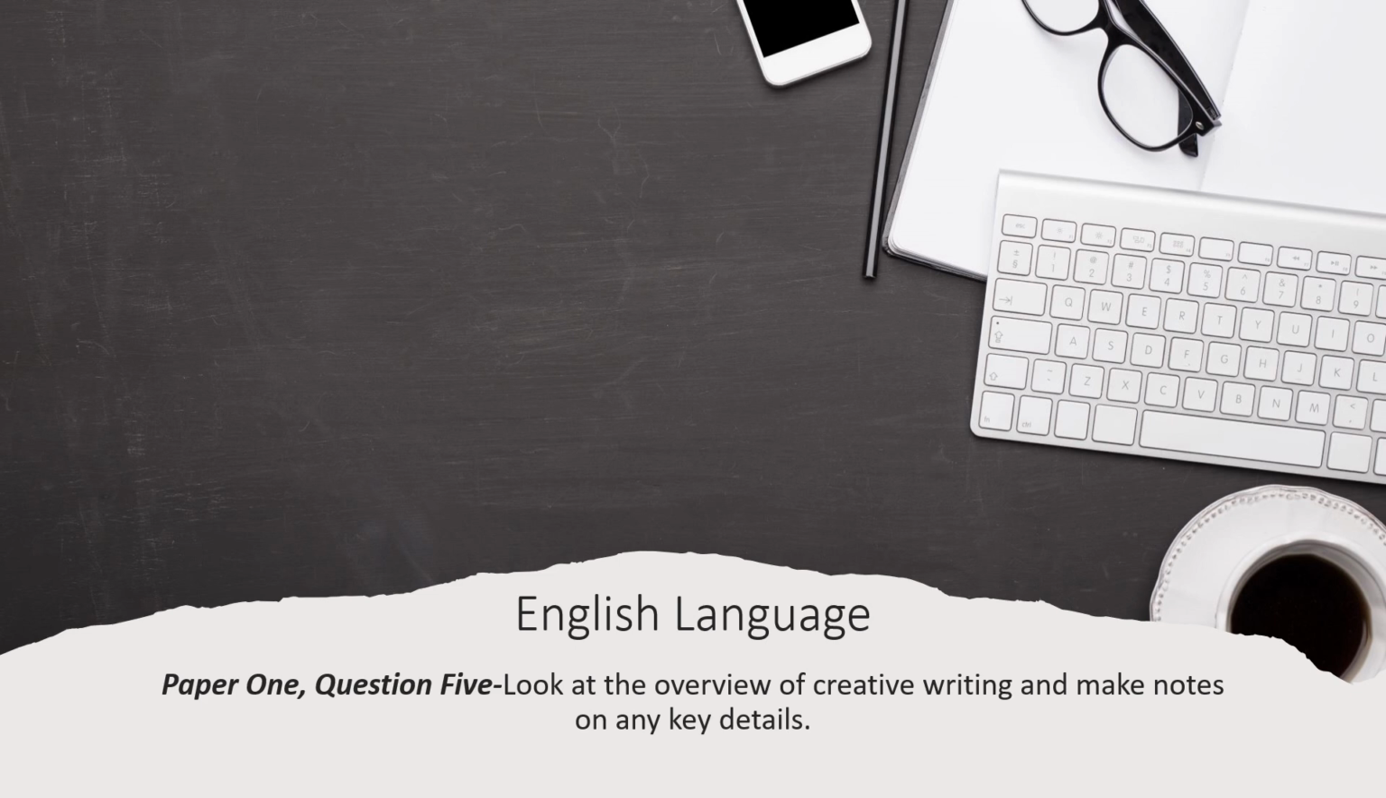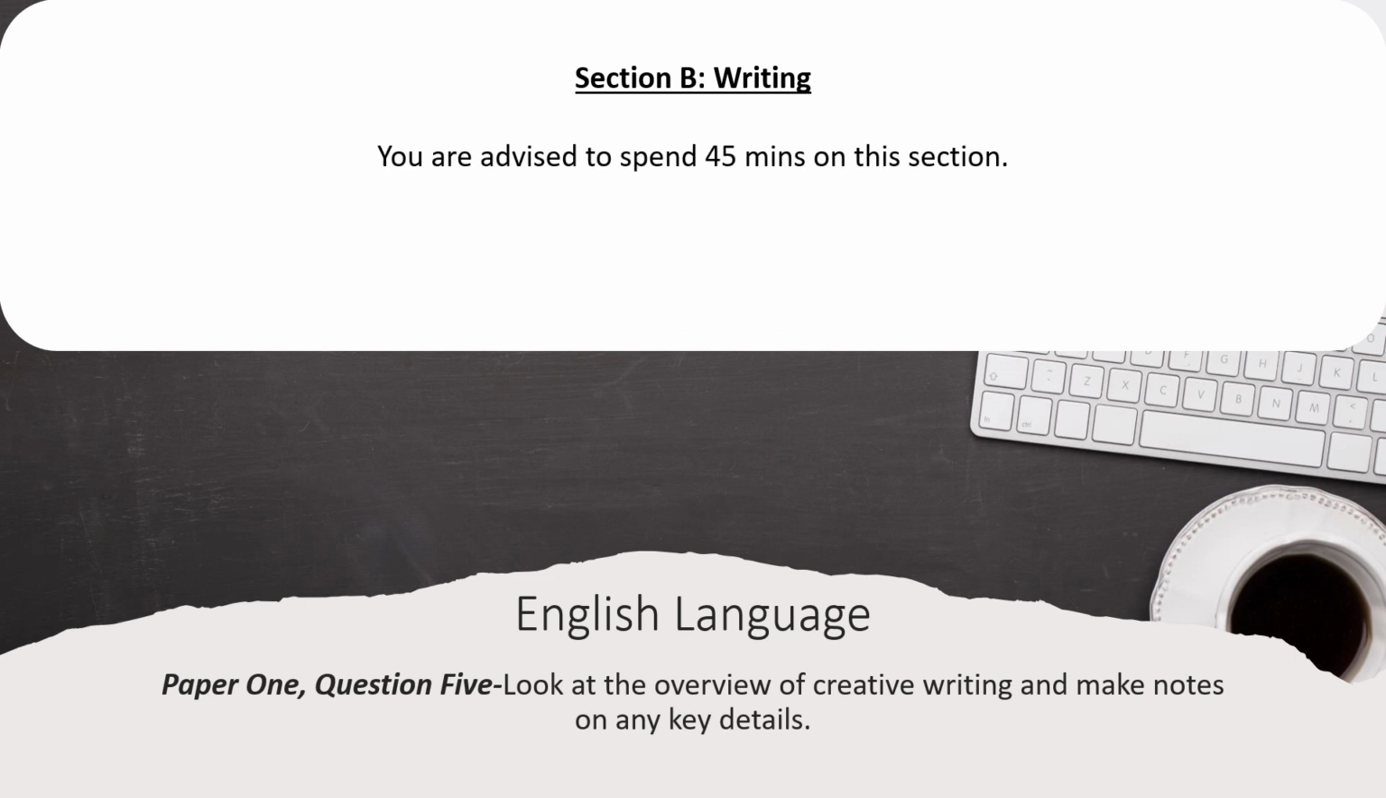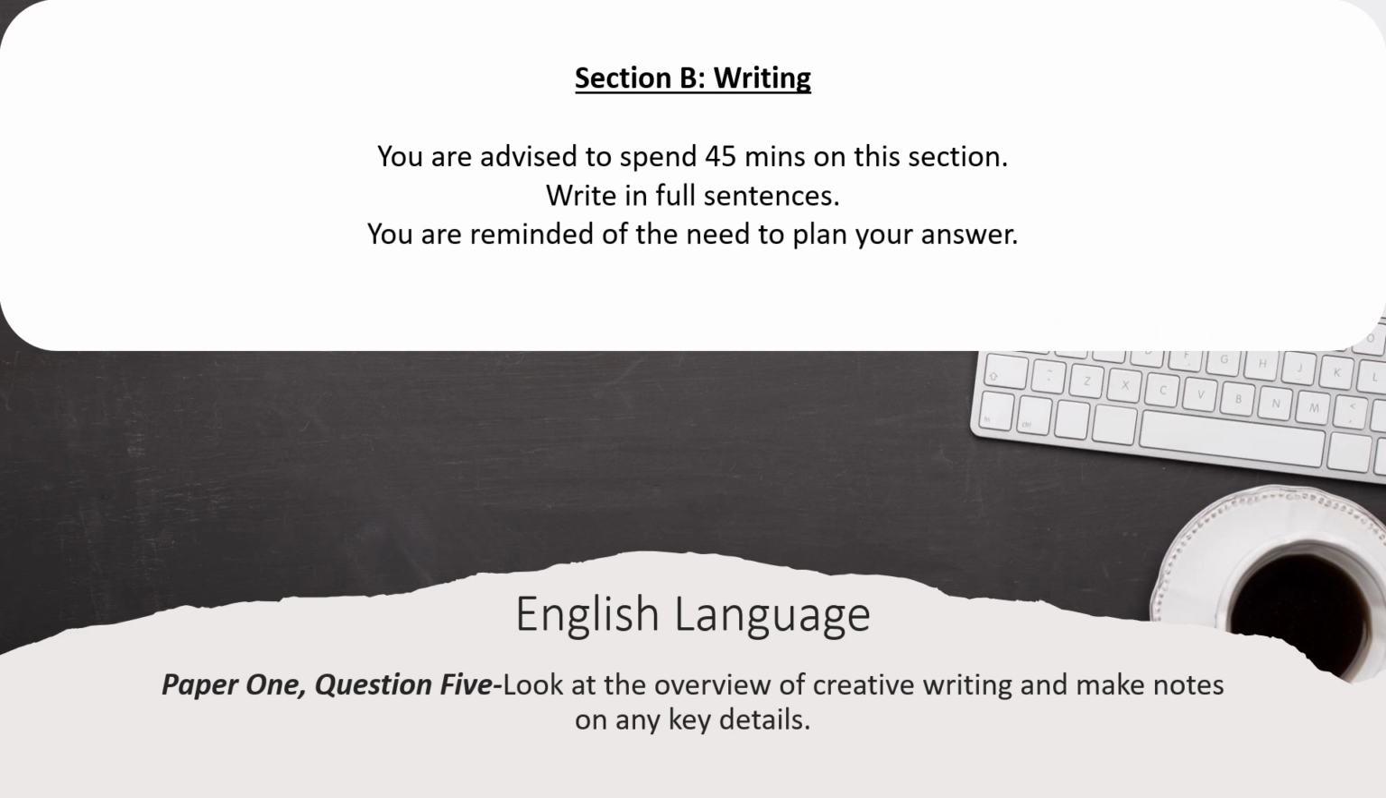So paper 1, question 5, look at the overview of creative writing and make some notes on some of the key details. So when you get your exam paper, you're going to have a section that looks very similar to this. So it will say section B writing. You're advised to spend 45 minutes on this section. Write in full sentences. You're reminded of the need to plan your answer. You should leave enough time at the end to check your work.